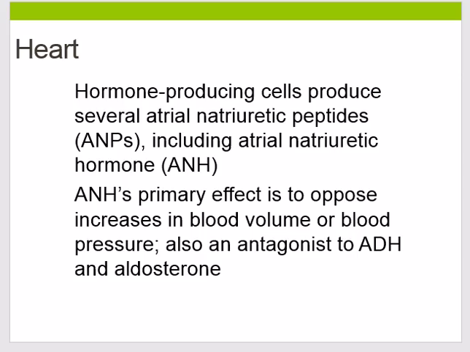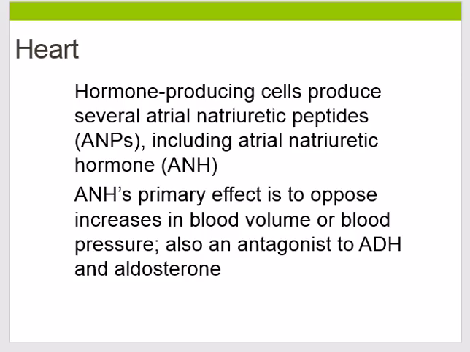So the cells within the atrium of the heart produce several peptide hormones, and this group of hormones is collectively called ANH, or atrial natriuretic hormone. And as the name would suggest, it's cells of the atrium that produce ANH, and atrial cells will increase their secretion of ANH in response to an increase in stretch of the atrial wall that's caused by abnormally high blood volume or blood pressure.